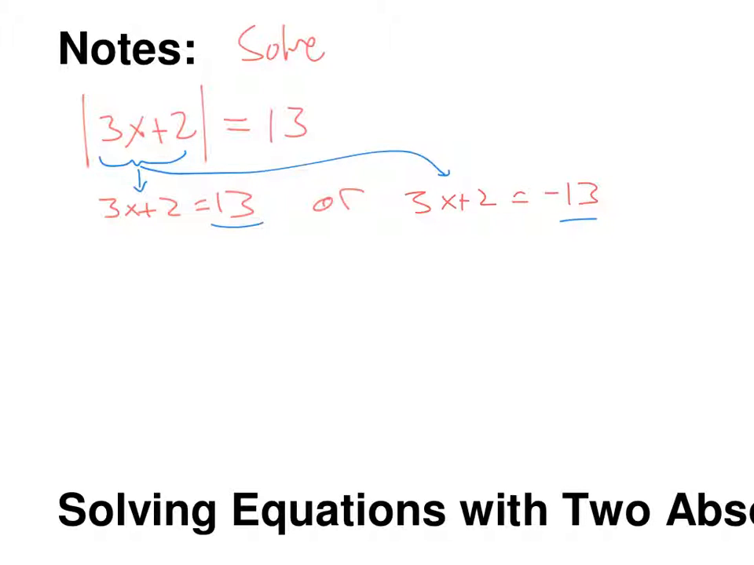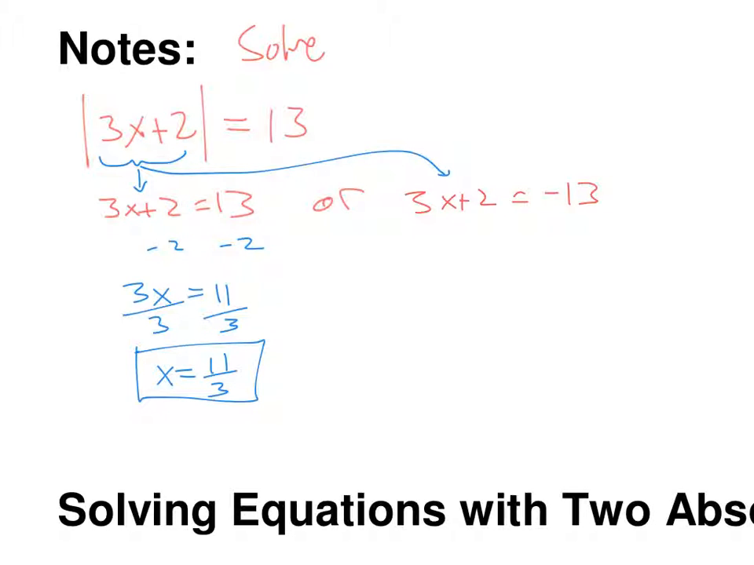Then we've got two equations. We can solve it. So let's go ahead and do that. Subtract 2, and we've got 3x equals 11. Divide by 3, x is 11 thirds. And we'll leave our answers as fractions. That's fine. Let's double check this. The absolute value of 3 times 11 thirds plus 2. Well, 3 times 11 thirds, the 3's cancel, and that just makes 11. So this is the absolute value of 11 plus 2, and 11 plus 2 is 13. So that's the absolute value of 13, which is 13.